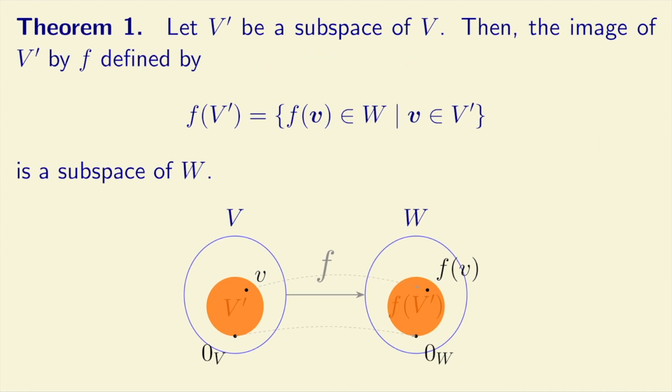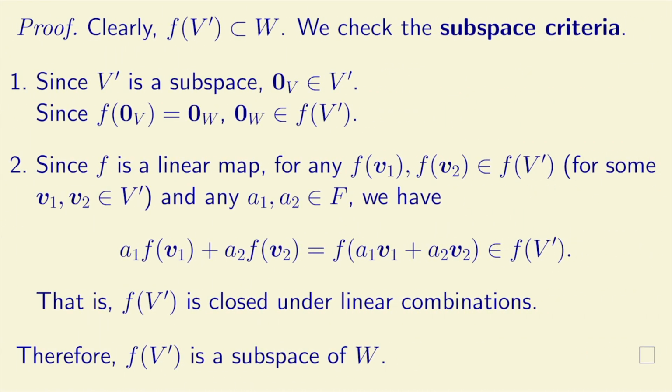The next page shows a theorem related to this. Theorem 1 states that if V' is a subspace of V, then the image of V', which is denoted as F(V'), is a subspace of W. The image, is that like the range? So the set of all possible outputs? Exactly. And the proof on this page shows how we can check this using the subspace criteria. It's a subspace because it contains the zero vector and is closed under linear combinations.